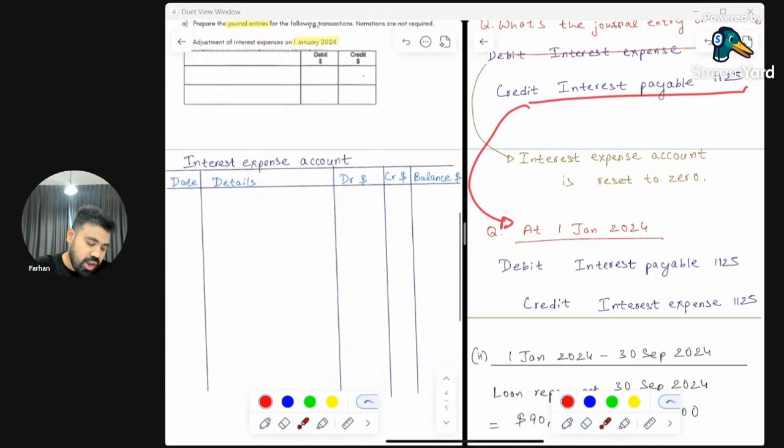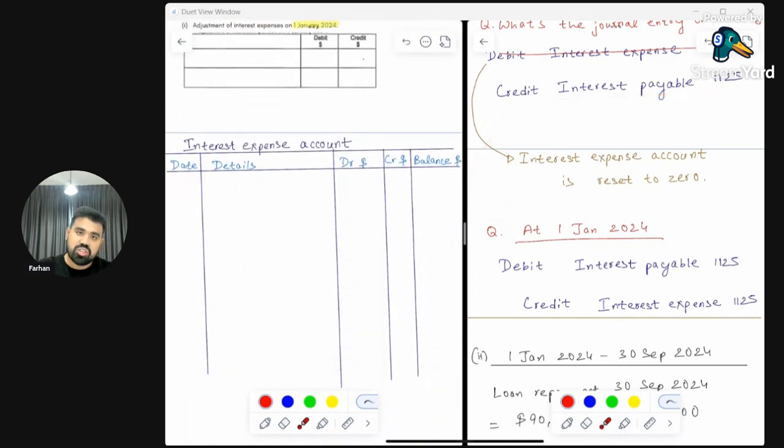On the left-hand side, you will see that I have a ledger account outline for the interest expense. And this is the interest expense account for the year 2024. I want to show you what's happening on 1 Jan 2024. On 1 Jan 2024, we have an opening balance, which is 1,125 reported on the credit side.